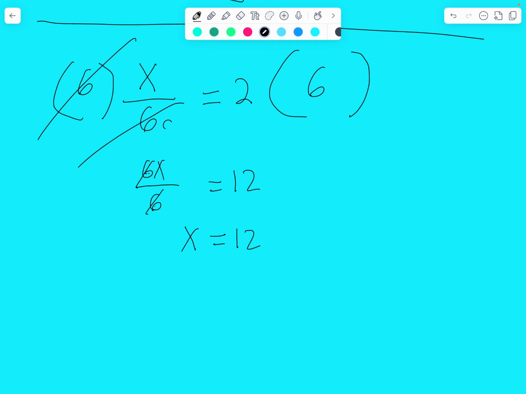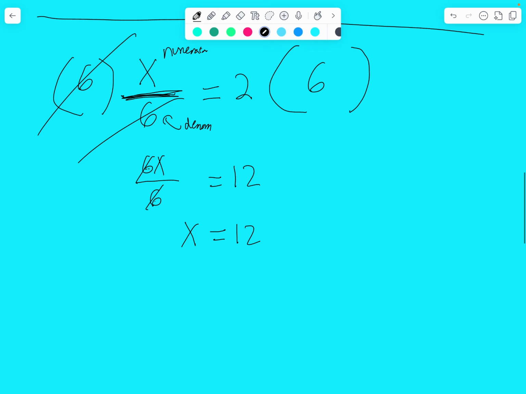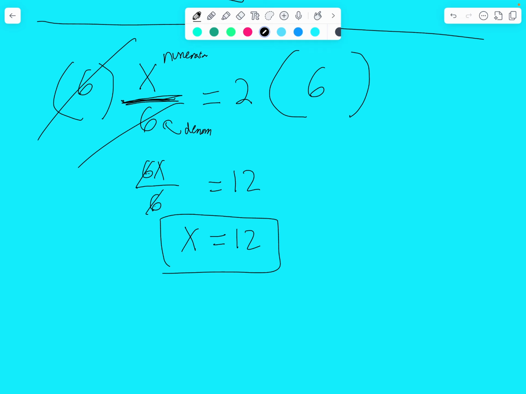And for those who don't know, this is a denominator below the bar. If you're above the bar, you're a numerator. Okay? So then I have x is equal to 12. What I did on one side, I still did it on the other, guys. I did 6 times 2.